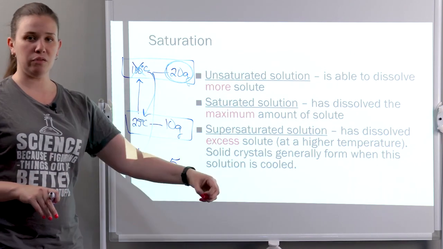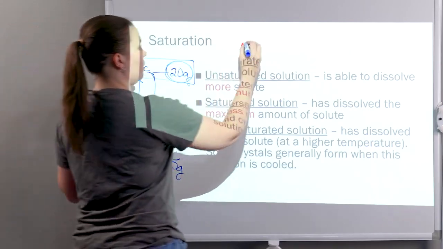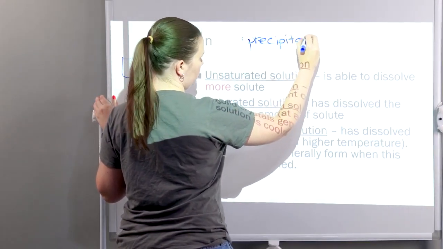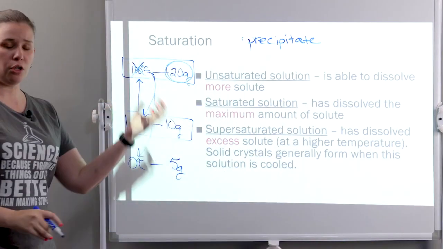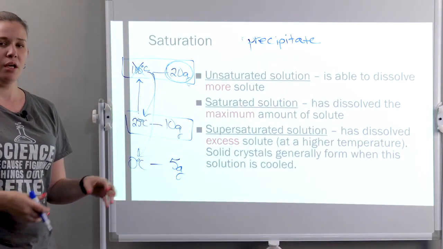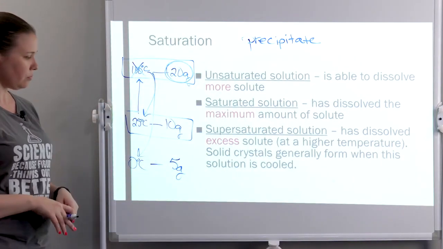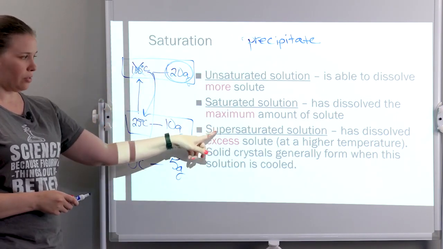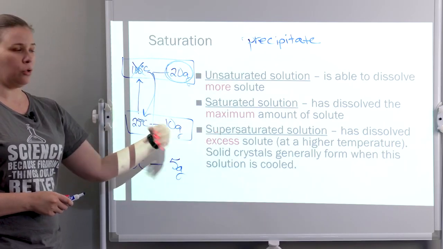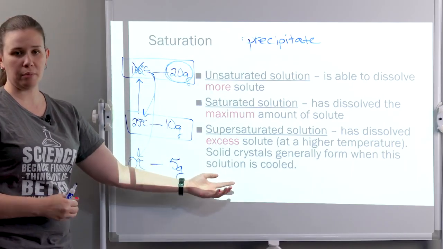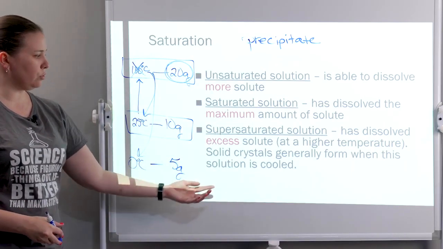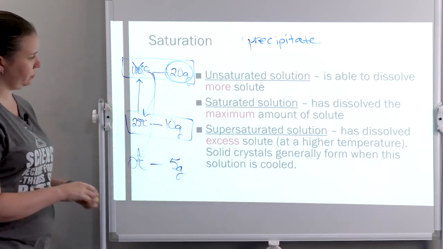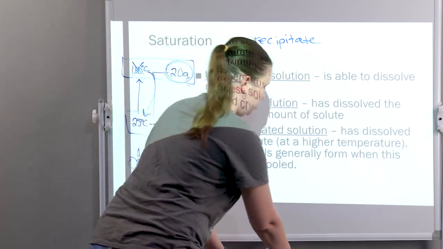When something comes out of solution like that, we call it a precipitate. So the sugar will precipitate out of solution and create the rock candy. The idea here is that it's temporarily holding more as a supersaturated solution, but over time, or when triggered by maybe an extra crystal after it's cooled down, then you can get it to precipitate out of solution. So that's supersaturation for you.